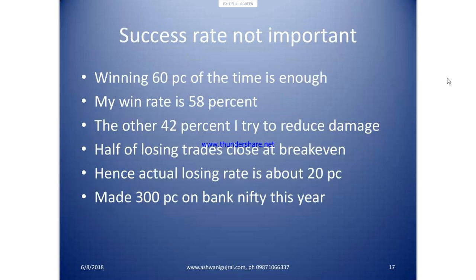Success rate is not important because winning 60% of the time is enough. Even 50% is enough. Half of the losing trades can sometimes be made back, because when a market is not giving you follow through in one direction, sometimes it gives great follow through in the other direction. So you can halve your losers by trying to reduce losses on the other side.